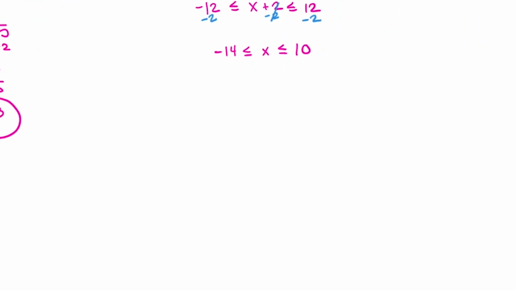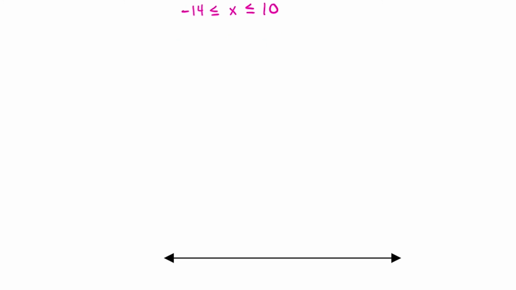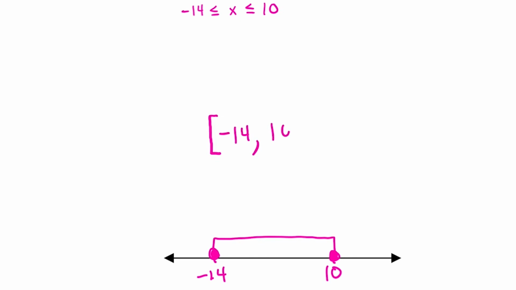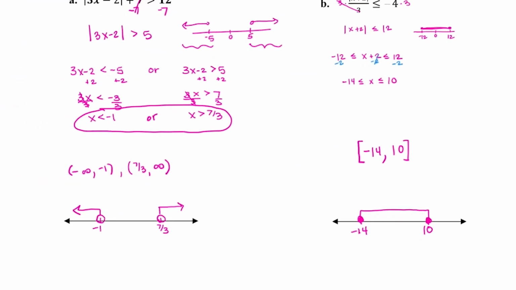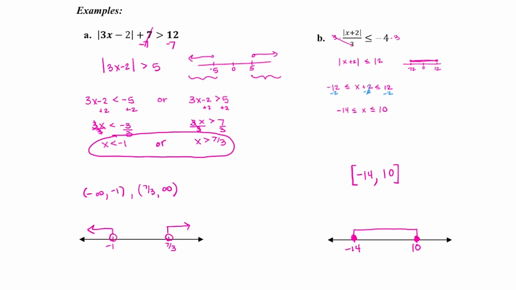If we wanted to put this on the number line, then we would have -14 with a closed circle, 10 with a closed circle, and we're looking at the area in between those two. So it's the x values from -14 to 10. If you wanted your answer in interval notation would have brackets since the circles are closed, and it would go from -14 to 10.